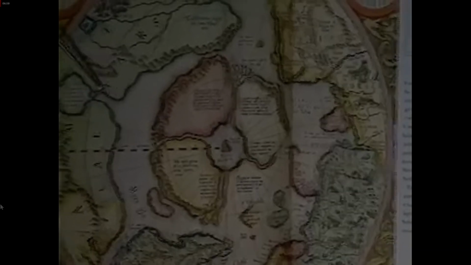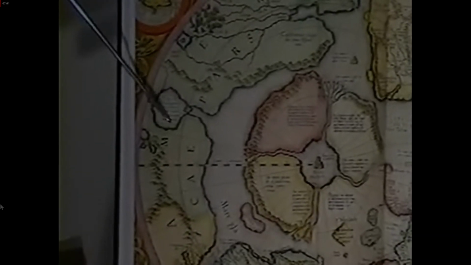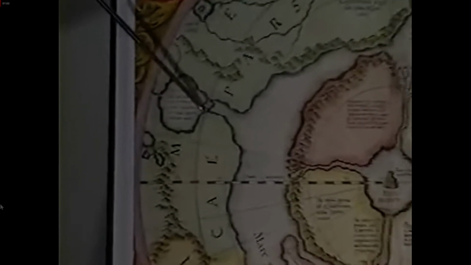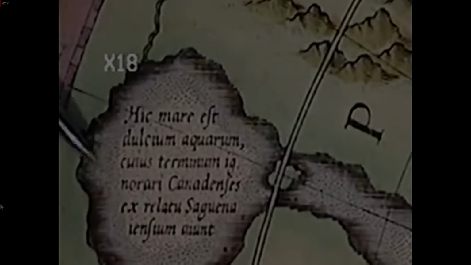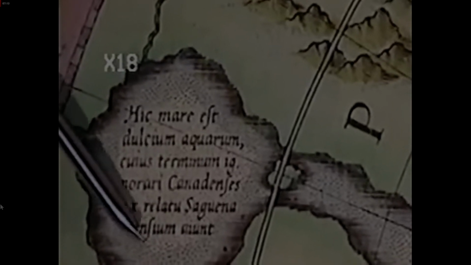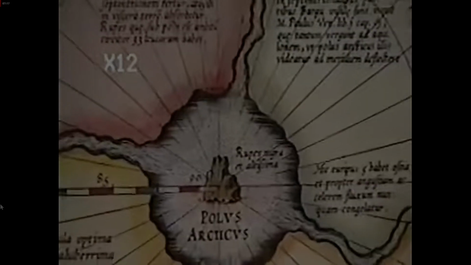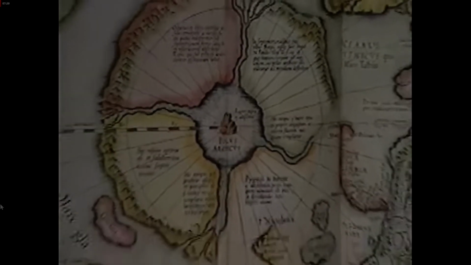Now let us go further down here to the Hudson Bay. We already described this island as Southampton Island. It describes that this particular sea is made of fresh water and its extent is unknown to its natives in Canada. A very detailed map by Gerard Mercator.